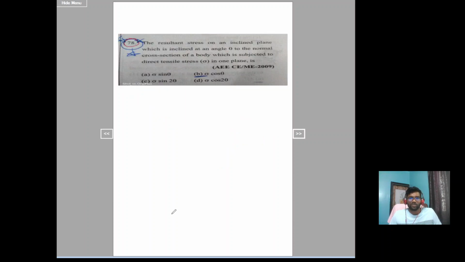Okay, so the next question is: the resultant stress on an inclined plane, which is inclined at an angle of theta to the normal cross section of the body, which is subjected to a direct tensile stress sigma.